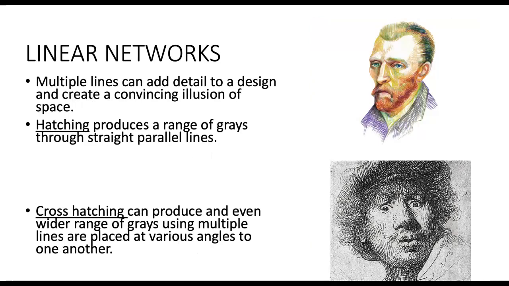Linear networks. So I want you to think about this as a constellation type of thing, where multiple lines can add not only the detail, but start to provide the illusion of volumetric space. So hatching, or having lots of lines going either in parallel or perpendicular, meaning crossing over at a 90-degree angle, they can create lights and darks as well as provide the illusion of volumetric form.